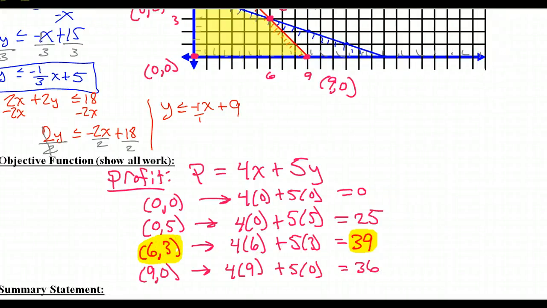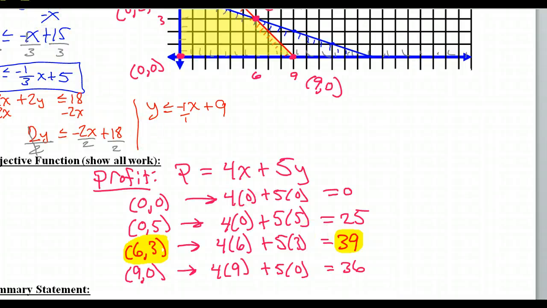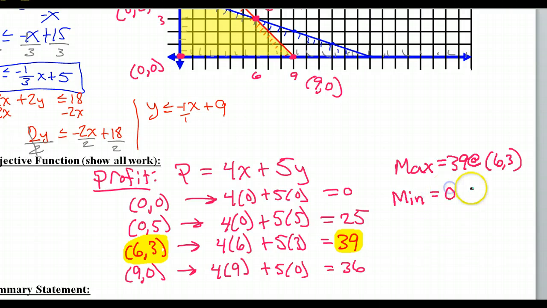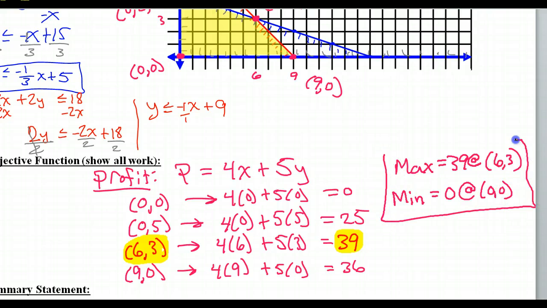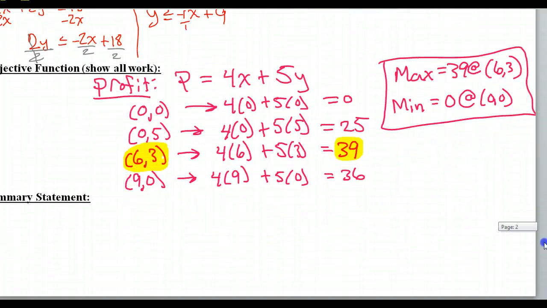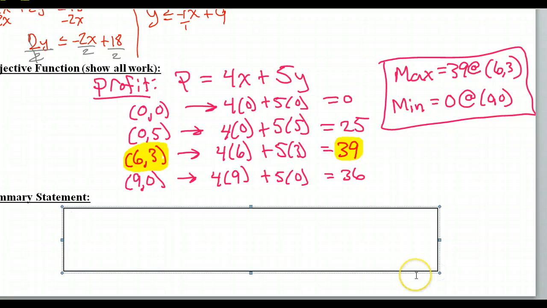So let's just write that down off to the side real quick like. Okay, I'd like us to write this down. Max equals 39 at 6, 3. Min equals 0 at 0, 0. Alright, but that is not good enough. We have to translate it back into words. Alright, so make sure your summary statement is a sentence.